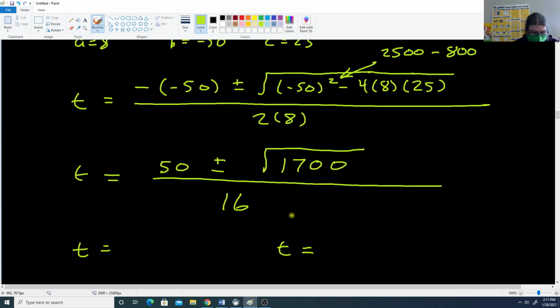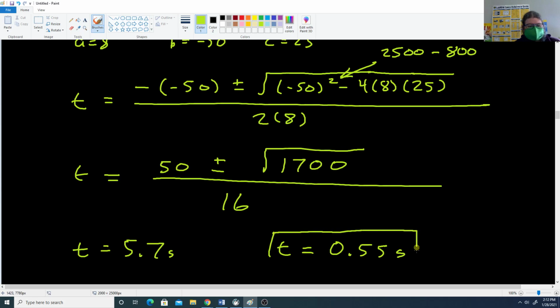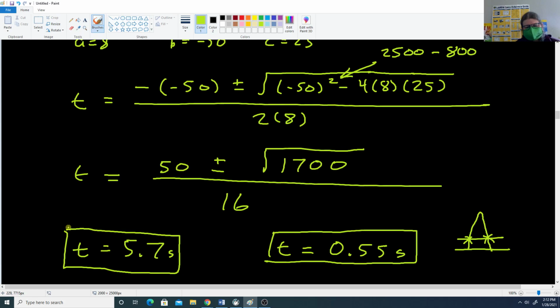And see what we get. Okay, so the first one I'm getting is 5.7 seconds. And the second one I'm getting is 0.55 seconds. So these both make sense because what's happening here is your projectile heads upwards from the ground, and so it'll pass 50 on the way up at 0.55 seconds, and then when it's falling back down it'll pass 50 again at 5.7 seconds. So that is our answer to part A.